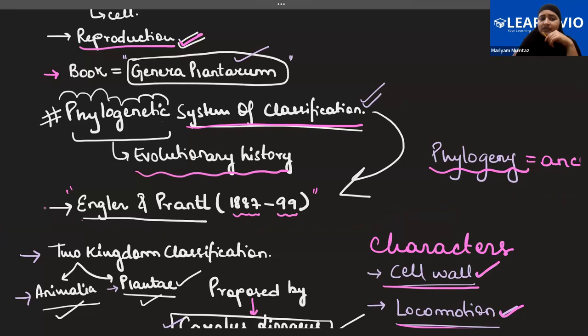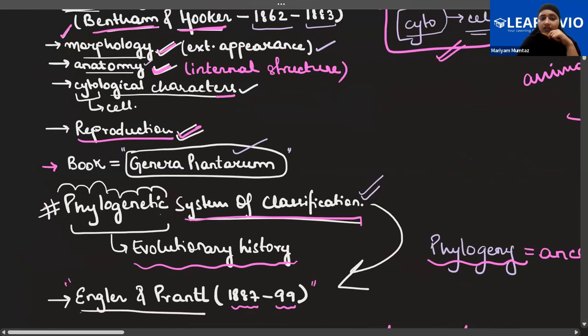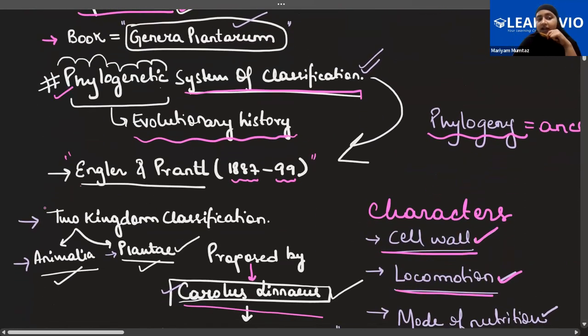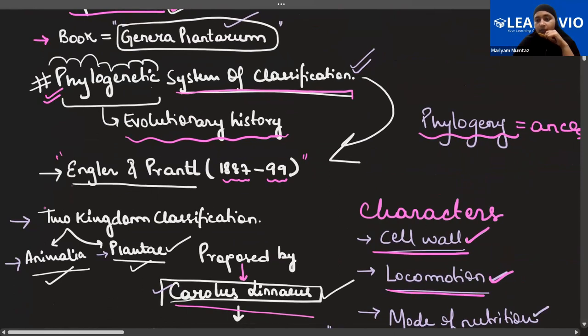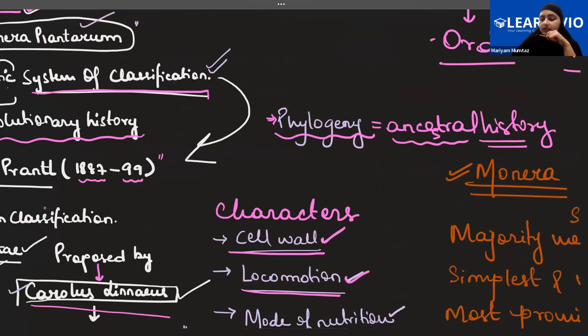Now, here the word phylogenetic refers to the evolutionary history. Whenever we talk about any organism, we often talk about the ancestors, that it belongs to this ancestor, or that ancestor. So when that ancestral history, the evolutionary history, is taken into consideration along with morphology, anatomy, cytological characters and reproduction, then that type of system is the phylogenetic system of classification, wherein the word phylogeny means ancestral history. Clear? Yes, ma'am.